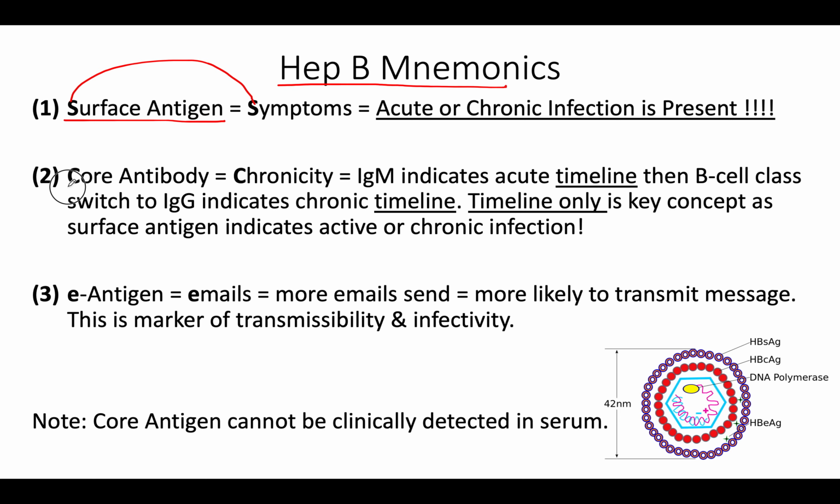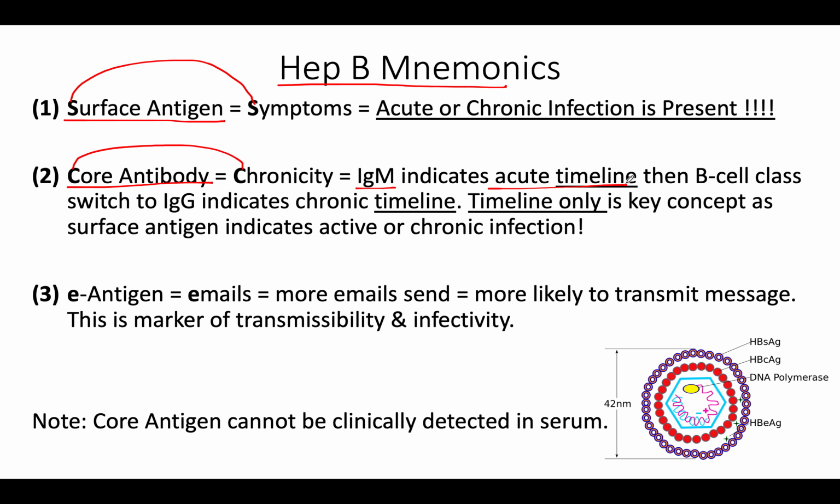All right, so the core antibody. The core antibody is what tells you chronicity. The C in core tells you chronicity, okay? This is so key. And what is the first antibody produced by B cells? That is IgM. IgM is the first antibody produced by B cells, correct? So if IgM is present, the core antibody IgM, along with a positive surface antigen, that tells you you have an acute timeline, an acute hepatitis B infection, okay?